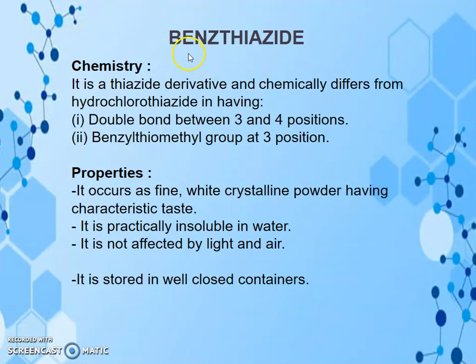Now the next drug is benzthiazide. Chemistry: it is a thiazide derivative and chemically differs from hydrochlorothiazide in having a double bond between the 3 and 4 position and a benzylthiomethyl group at the 3 position. Properties: it occurs as a fine white crystalline powder having a characteristic taste. It is practically insoluble in water. It is not affected by air and light, therefore it should be stored in a well-closed container.